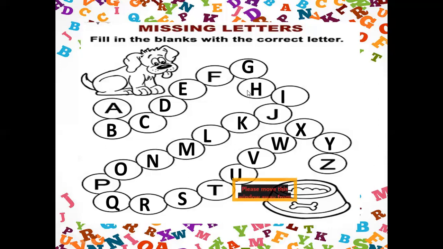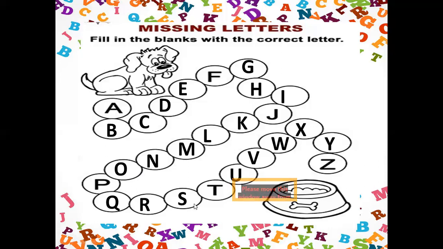After G, the letter H. And after H, the letter I. And after I, the letter J. After J, the next letter is K. After K, the next letter is L. And then M. After M, the letter N. And after N, the next letter is O. After O, the next letter is P. And after P, the next letter is Q. And after Q, the next letter is R. And after R, the next letter is S.